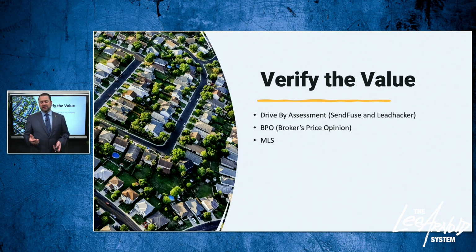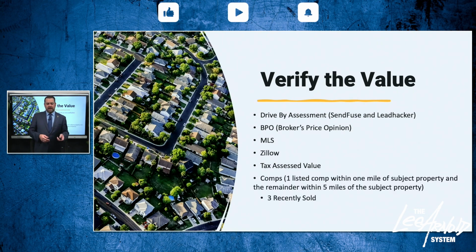We can order what's called a BPO. This is a broker's price opinion where we'll pay a realtor to go out and give us the information. We can get comps off of the MLS. We can use a Zillow overlay or lot lines within Zillow. We can pull tax assessed value. We can pull comps through local real estate agents.